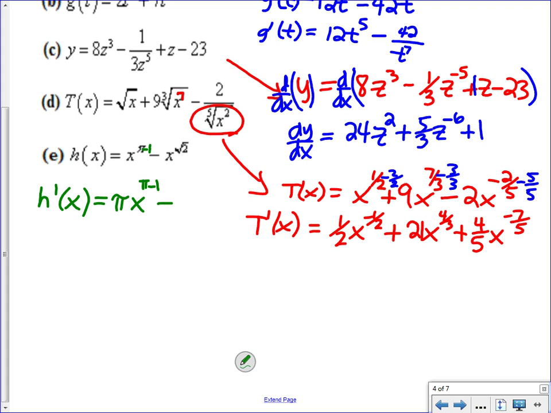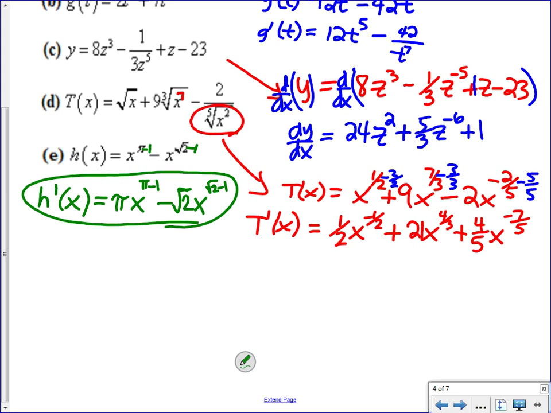Okay, minus, bring the square root of 2 down in front, times x to the, when we subtract 1, we'll just keep that square root of 2 minus 1 as an exponent. I know it looks kind of weird, but it's better than having to round and make those decimals, okay? All right, so again, these examples are just showing you some different takes on the power rule and how it applies to negative exponents and fractional exponents and then even irrational exponents.